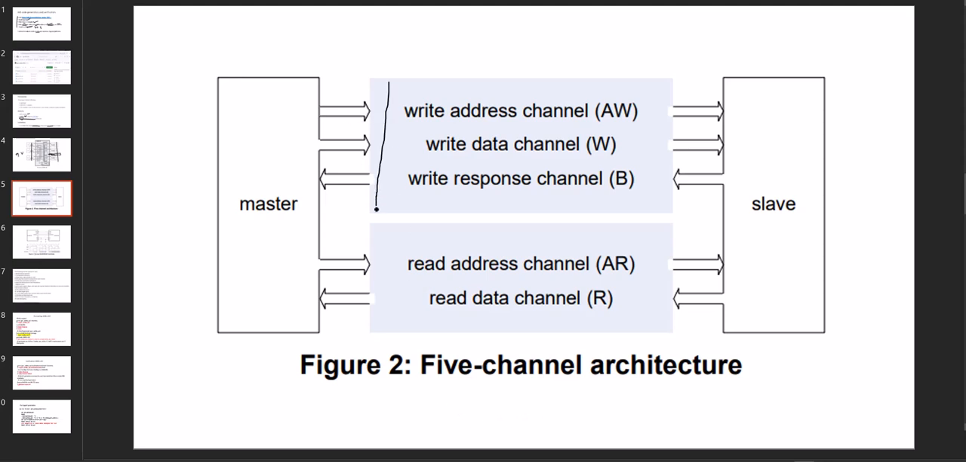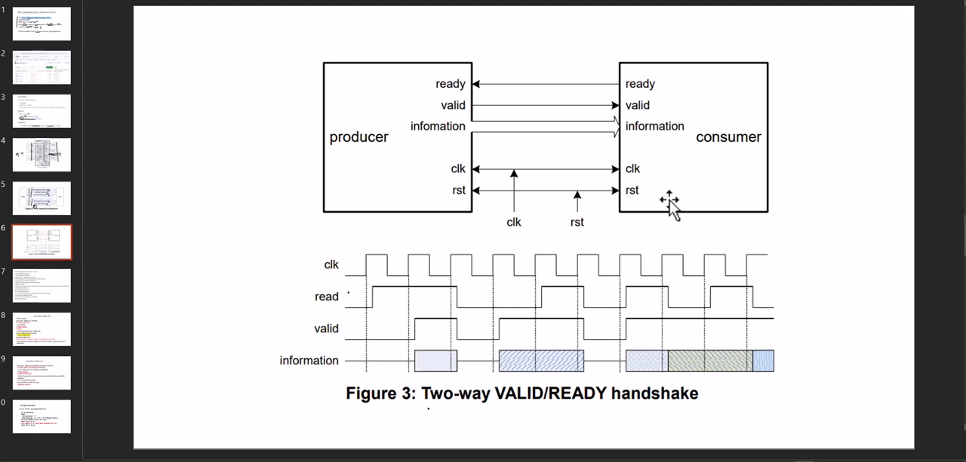There are three channels for the write process and two for the read process. They are prefixed with AW, W and B, and AR and R, when we discuss the signal names. Later we will see those. But in general, there are five channels with multiple wires or signals in them, like ready and valid. This is a general data transfer between the master and the slave.